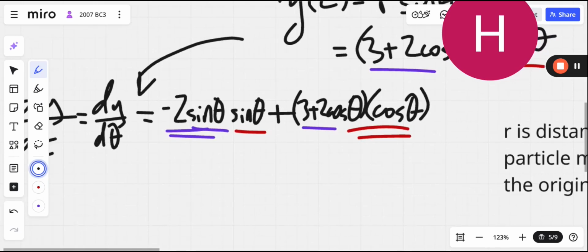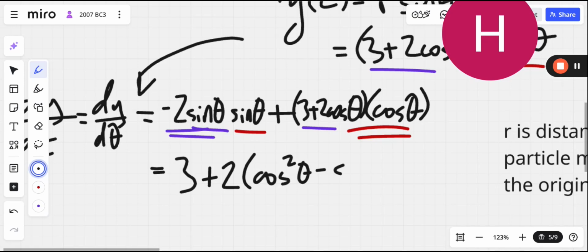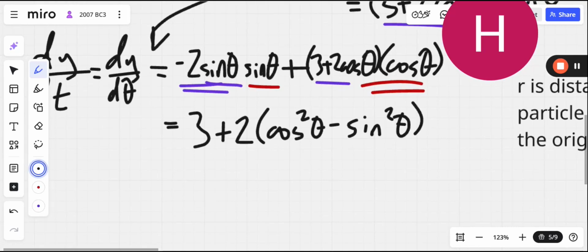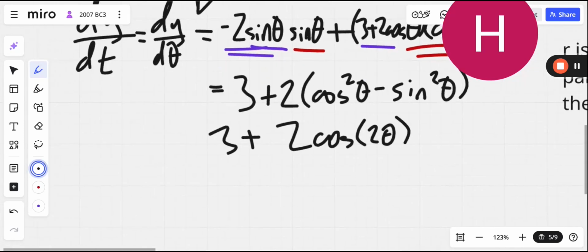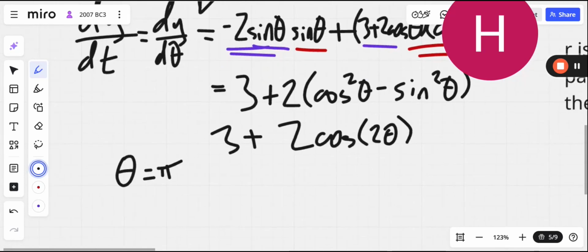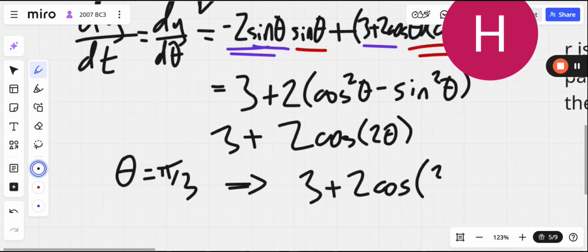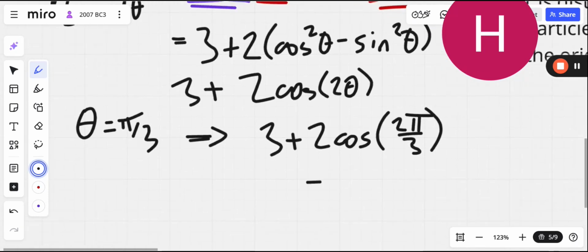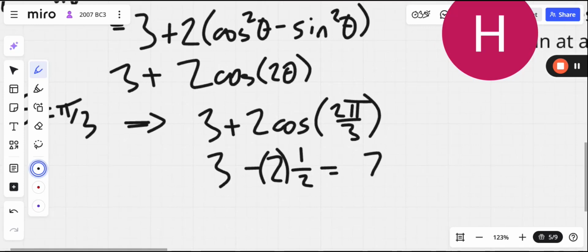We can do some nice little trick here, by the way. So this is equal to 3 plus 2 times cos squared minus sine squared. You don't have to do simplification, but guess what? This turns into cosine of 2 theta, which is really convenient. So if we want to plug in theta equals pi on 3, we're going to get 3 plus 2 cos of 2 pi on 3. Cosine of 2 pi on 3 is negative 1/2. Let's put that in parentheses so it doesn't look like 2.5. 3 minus 1, so that's just 2.